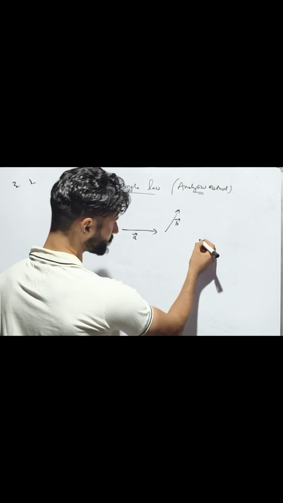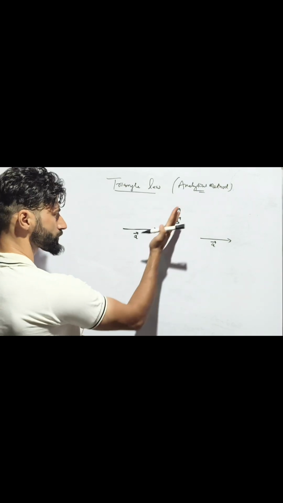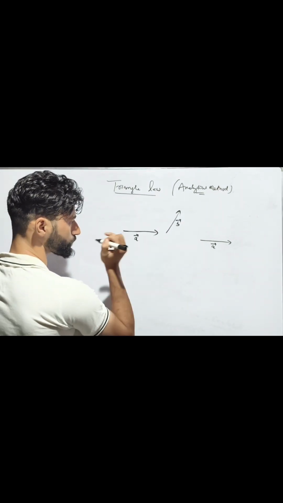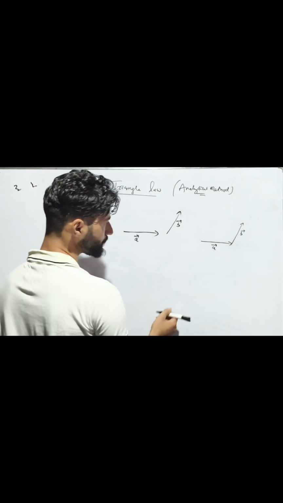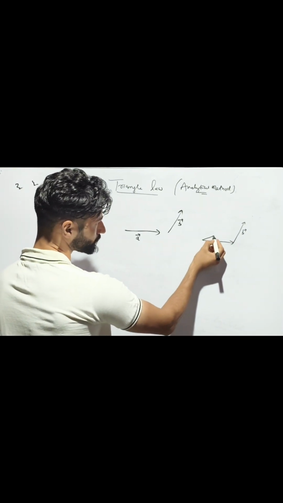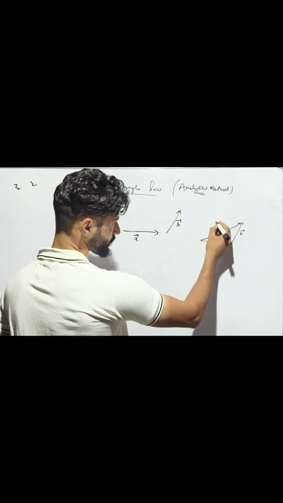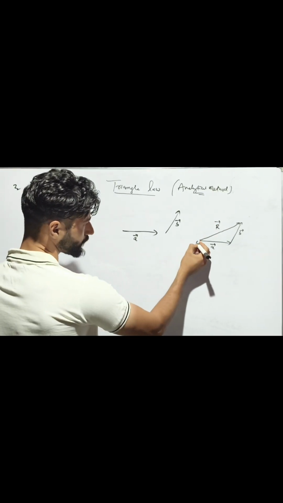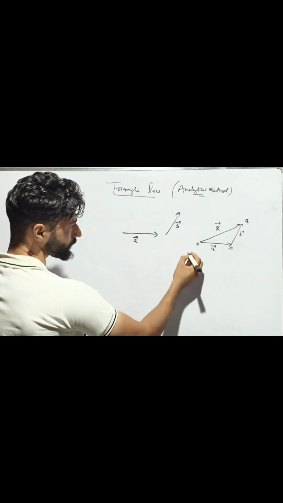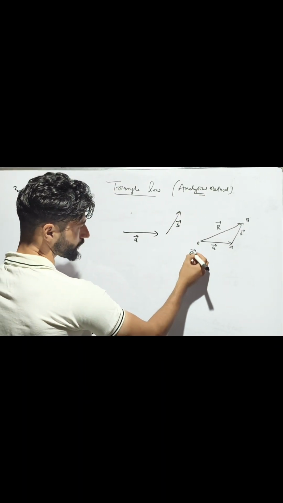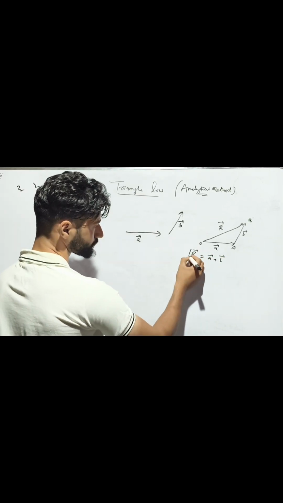I will take this vector A, and using the rule of vectors, I will take this vector B and put the tail of B on the head of A. I will join the tail of A with the head of B. Suppose this is our resultant R. Let me name the points O, A and B. So from the graphical treatment, R is equal to A vector plus B vector.